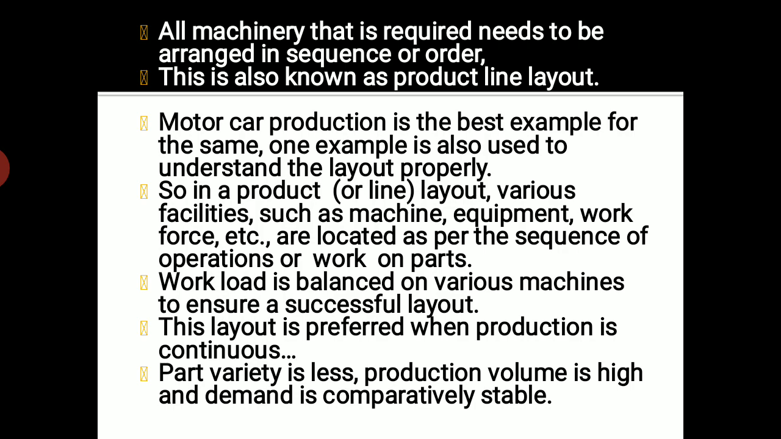That should be kept in mind, that product layout is all about arranging the machines which are required in a proper sequence. This is also known as product line layout. Motor car production is the best example for the same. One example is also used to understand the layout properly. If we are taking up different examples, then maybe the automobile goods assembly line.